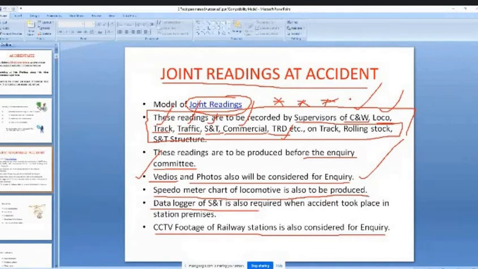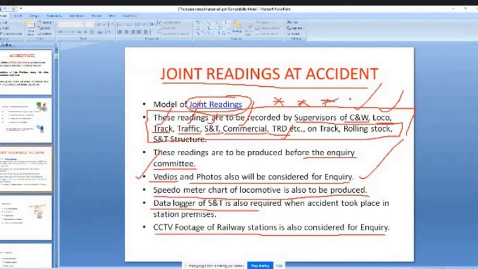Suppose derailment happens on the straight track, joint readings are different. On a curved track derailment, joint readings are different. On points and crossings, where the accident happened, the joint readings are different on the track. That is why I keep on telling you, joint readings are different based on the location. Not the same, it changes place to place.